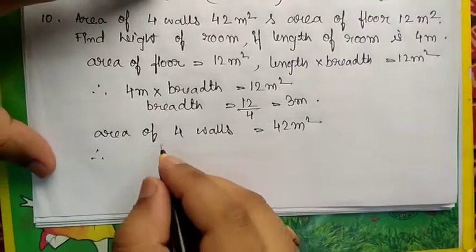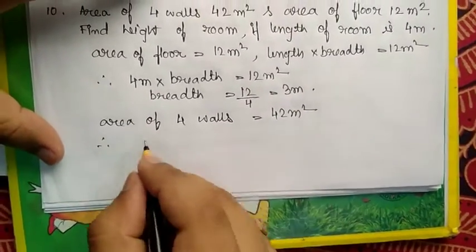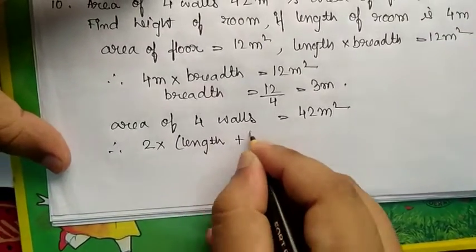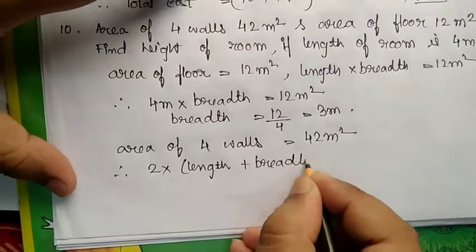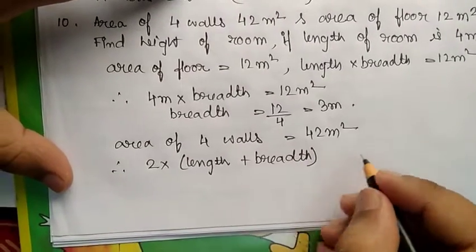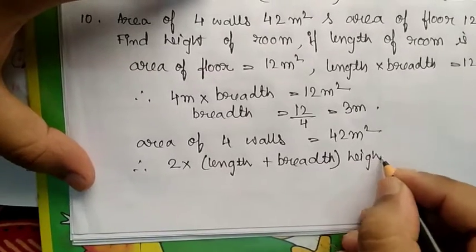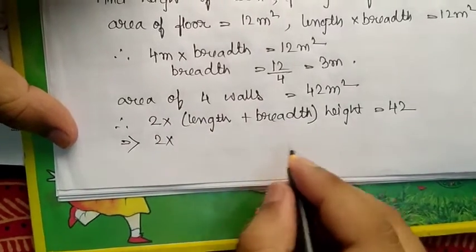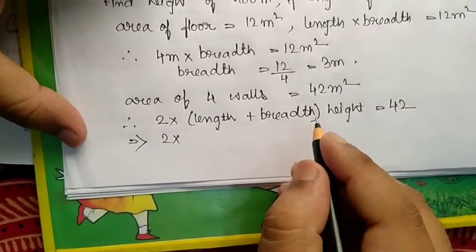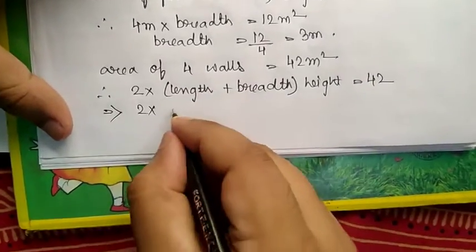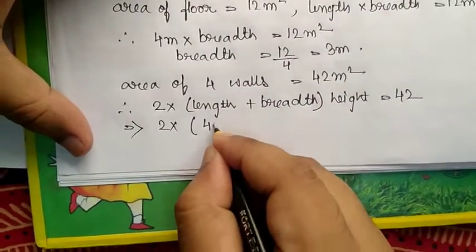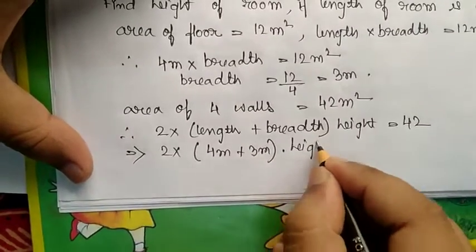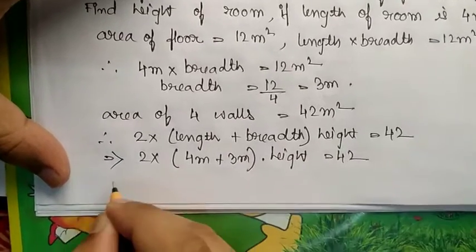So therefore we can say that the area of 4 walls means 2 into (length plus breadth) into height equal to 42. So putting those values, 2 into, we know the value of breadth and we know the value of length. So length is 4 meter plus breadth is 3 meter, into height equal to 42.